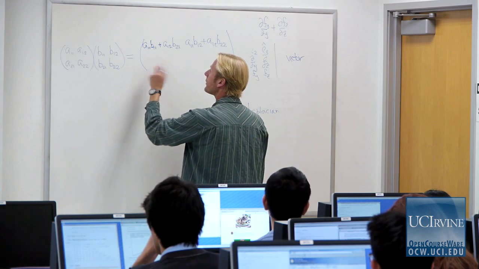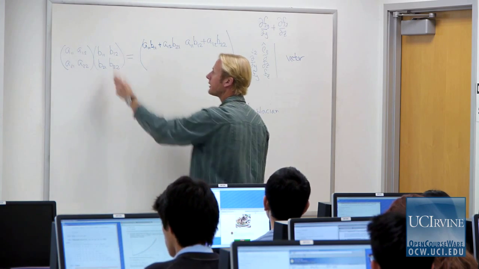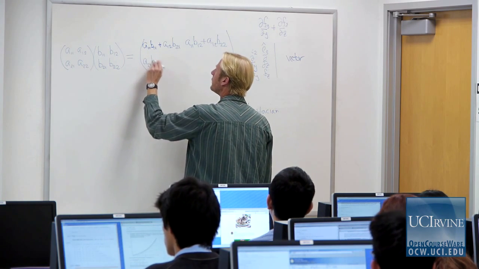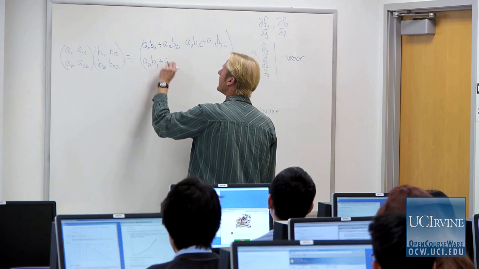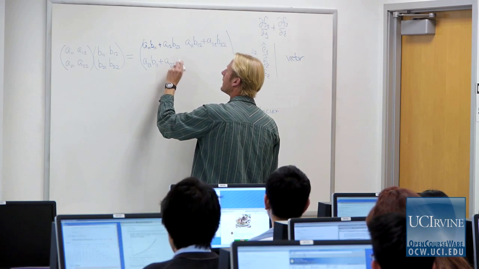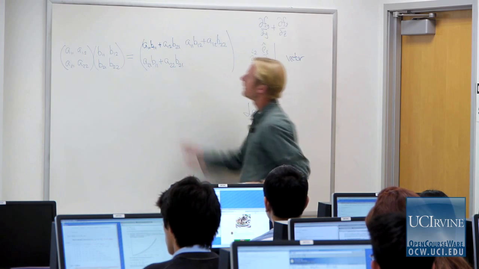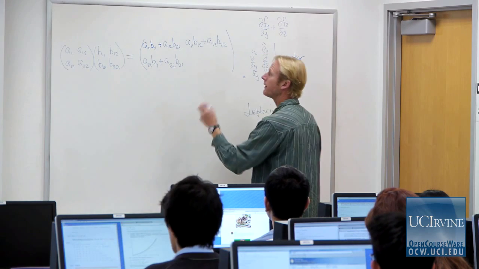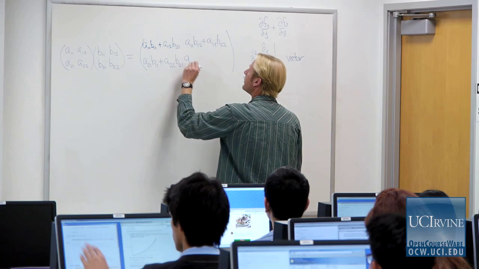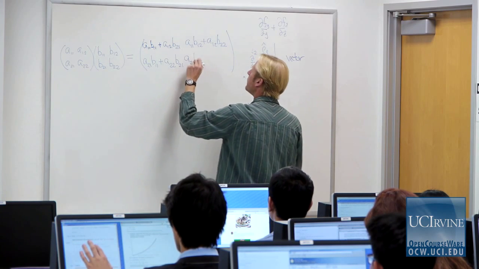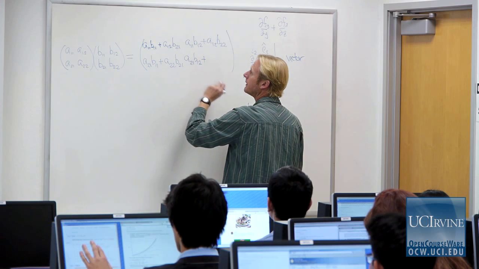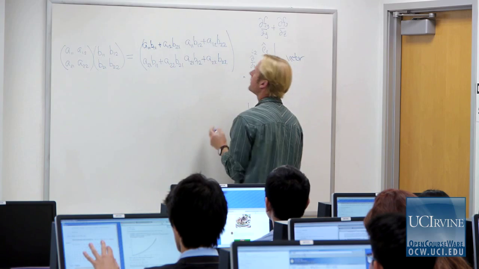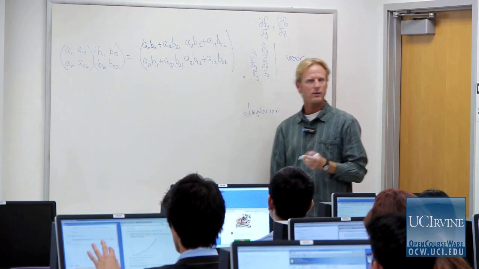All right, and then for the 2,1, I take the second row of A, first column of B, A21 B11 plus A22 B21. Notice 2, 1, 2, 1 for the 2,1 element. And then finally, take A21 times B12 plus A22 times B22. So notice 2, 2, 2, 2 for the 2,2 element.